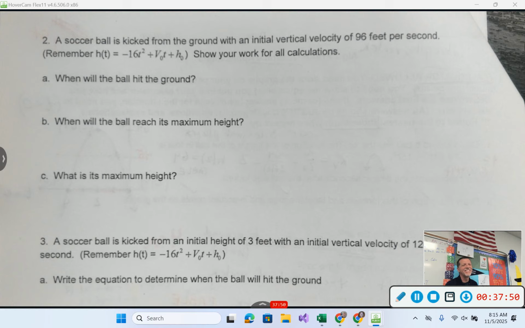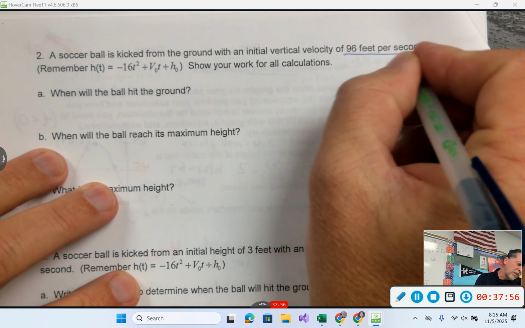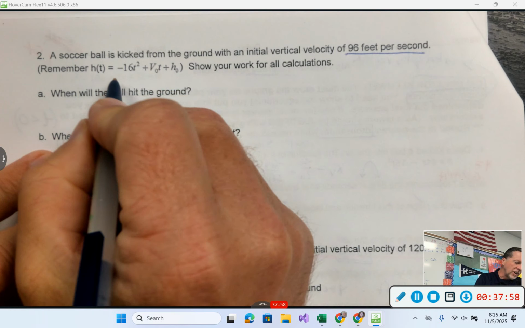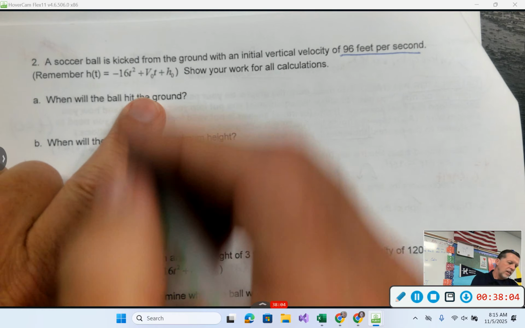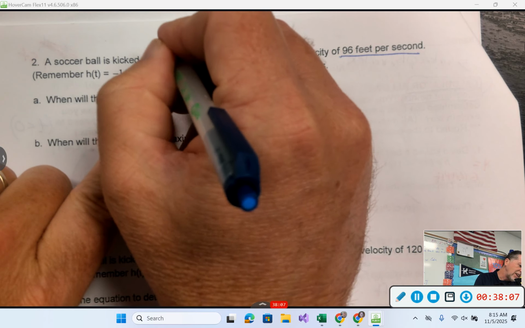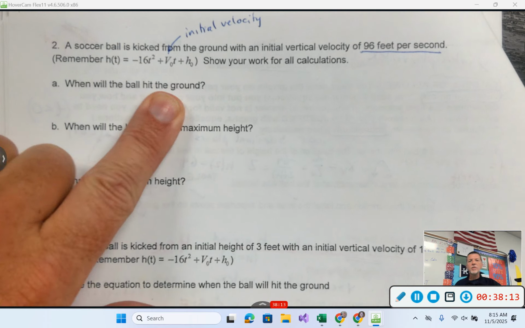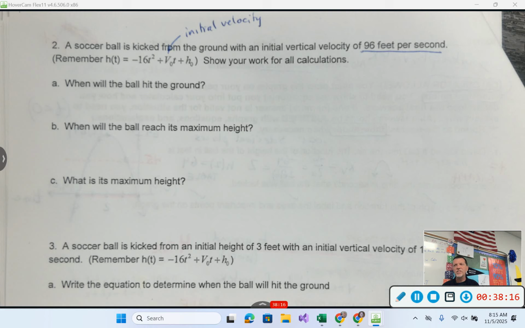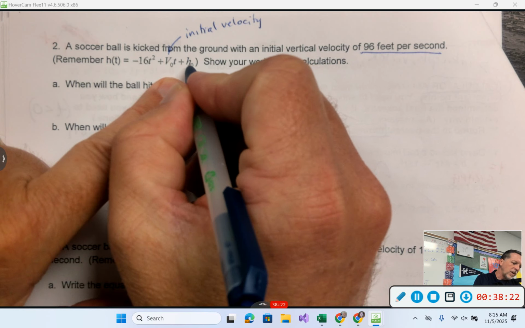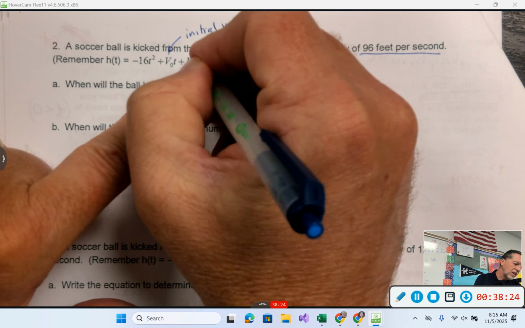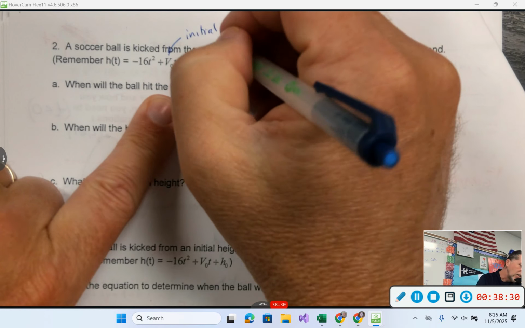Very nice. Number 2. A soccer ball is kicked from the ground with an initial velocity of 96 feet per second. I'm not sure you're going to need to remember this, so we would give you that if we need you to know that. V0, that's the initial velocity. You'll know this more in physics next year if you're in physics. Well, that 0 means initial, V for velocity. So what do you think H0 represents? Initial height. The 0 means initial, the H is for height. So initial height.